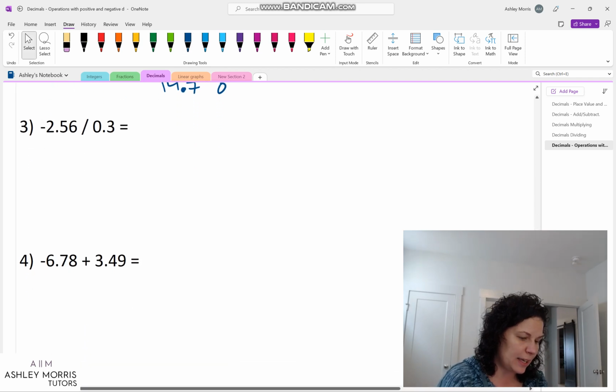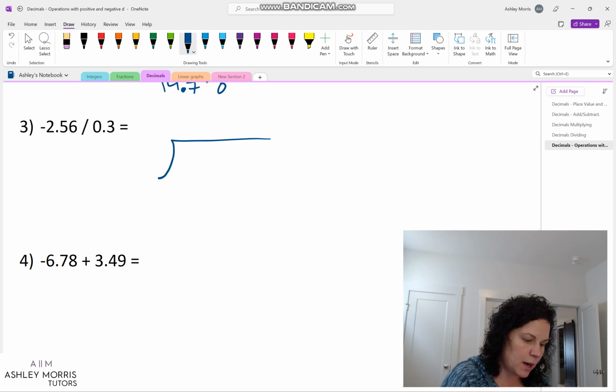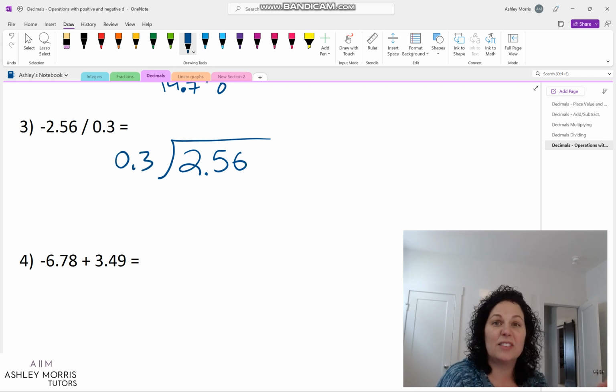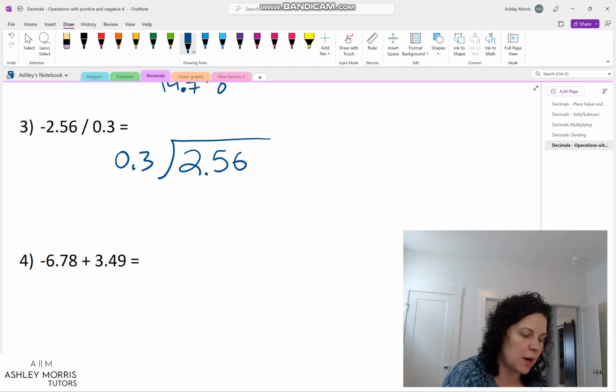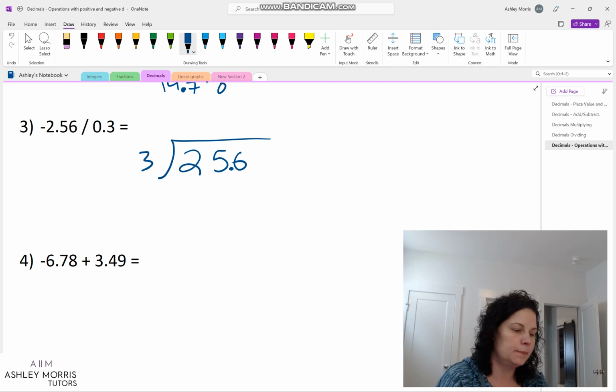Alrighty, dividing. I'm going to come over here and do some long division. The top number goes on the inside. The bottom number goes on the outside. Now we are not allowed to have a decimal on the outside, so I'm going to move the decimal over one spot to make that a 3, and I have to do the same thing on the inside. Really what we did was we multiplied the top and bottom of our fraction by 10, but that's the shortcut. So let's see. 3 does not go into 2. 3 goes into 25 8 times.